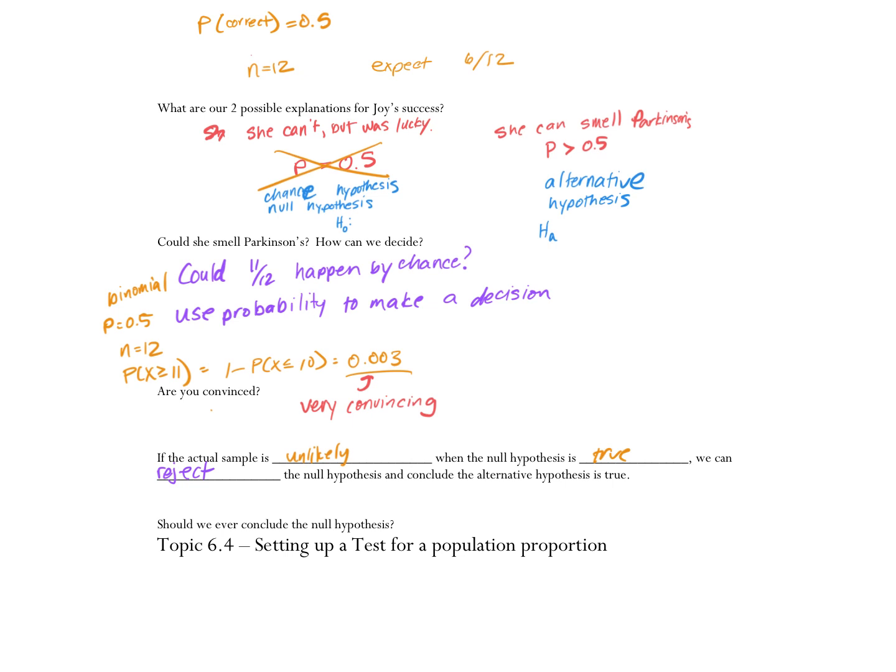So what happens then is, what if I can't reject? What if she would have gotten 8 out of 12 correct? Can we all agree that 8 out of 12 would not convince us? Because the likelihood that she gets 8 out of 12 right by just guessing is relatively high. Does that mean I can say she can't smell Parkinson's? She's still doing better than just guessing. It's just not enough to convince us that it couldn't be chance. So this idea of should we ever conclude the null hypothesis, we will never in our life conclude the null hypothesis despite what Mr. Remmer tries to teach us.